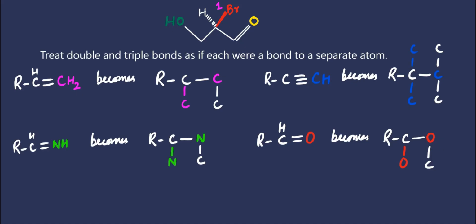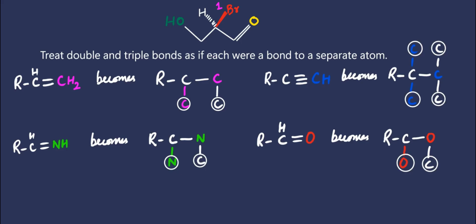Therefore, in such cases, we have to imagine that each pi bond is broken and the atoms at both ends duplicated. Note that when you break a bond, you always add 2 imaginary atoms. In these examples, imaginary atoms are circled. Now we can assign the priority to the groups in this example.